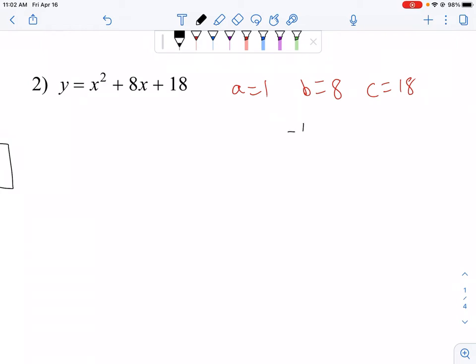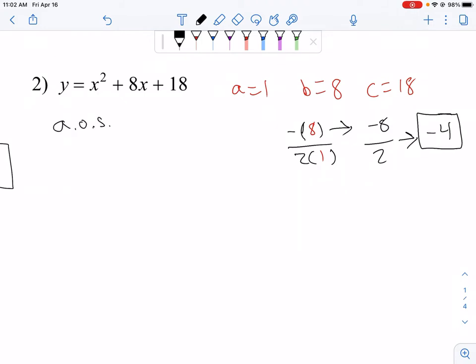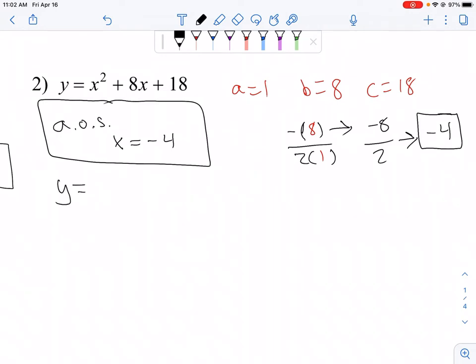We have negative b over 2 times a. My b is 8, and my a is 1. So negative 8 over 2 gives me negative 4. So my axis of symmetry, AOS, is x equals negative 4. That's the first piece. We had to find our axis of symmetry. And now we're going to find our vertex by plugging in negative 4.